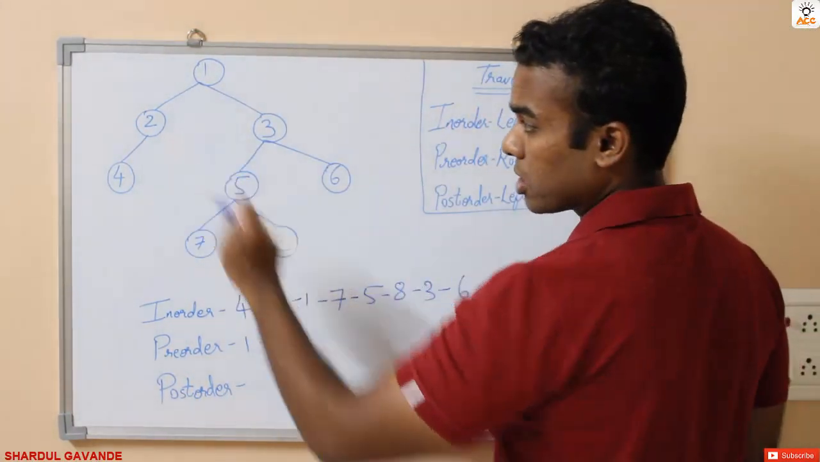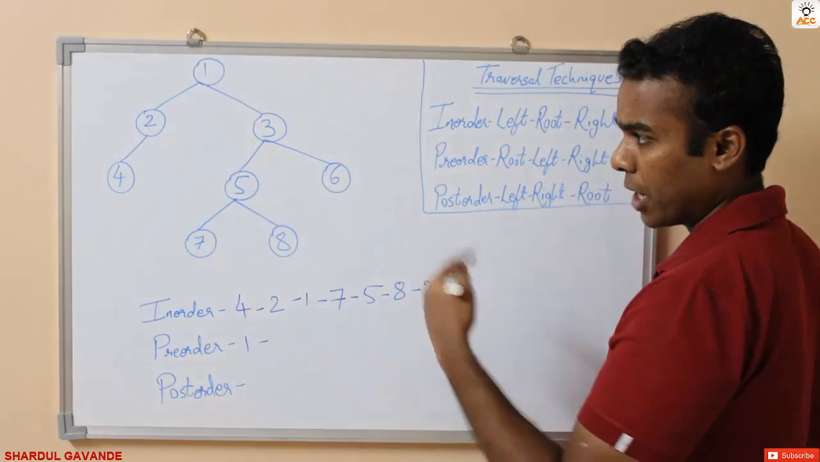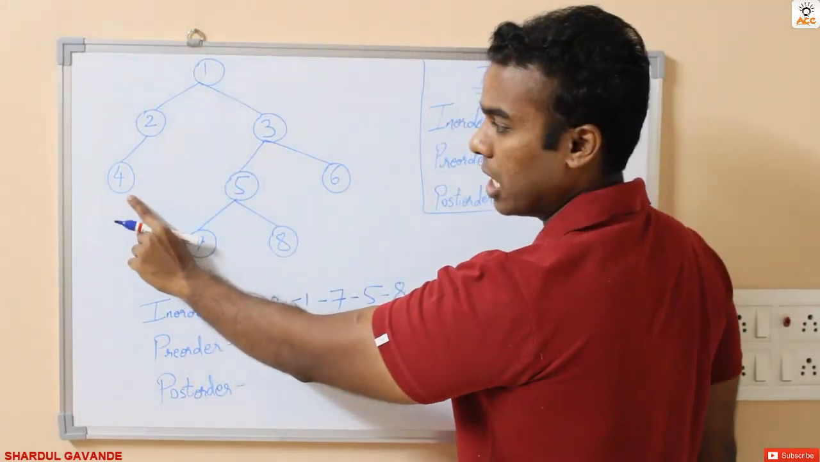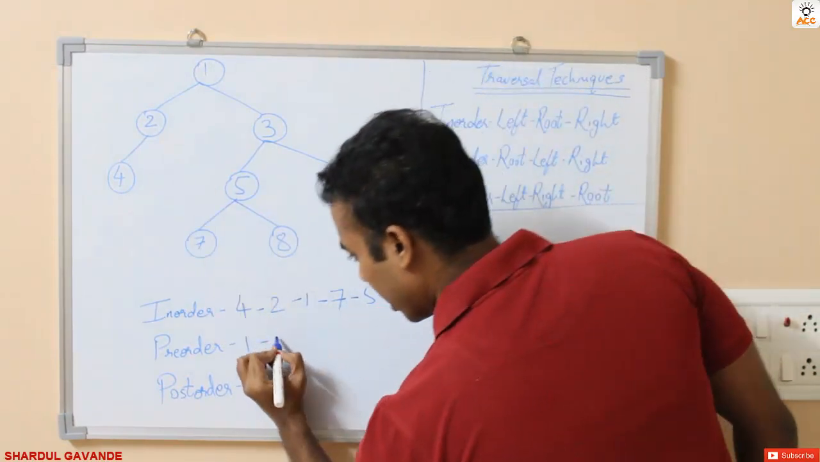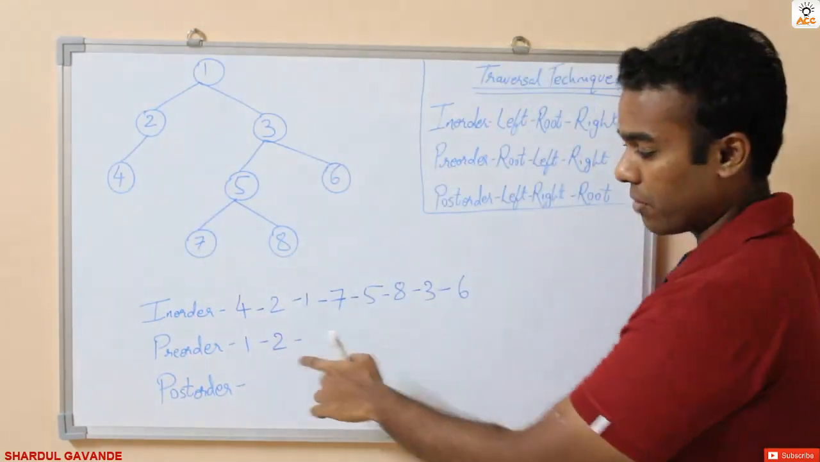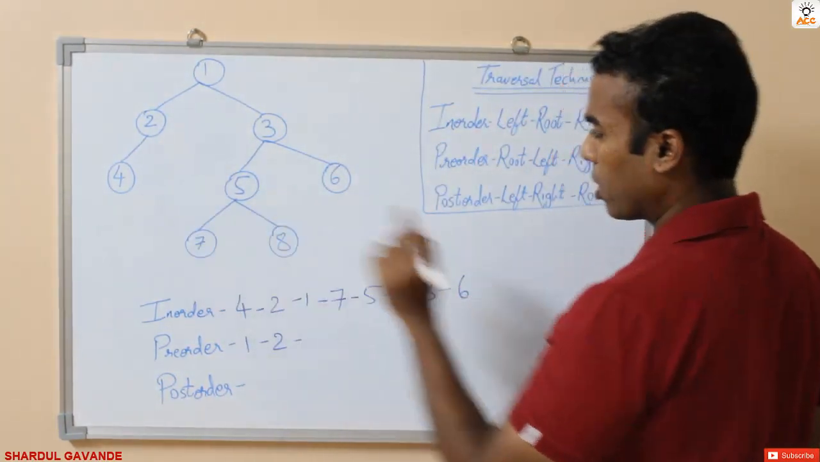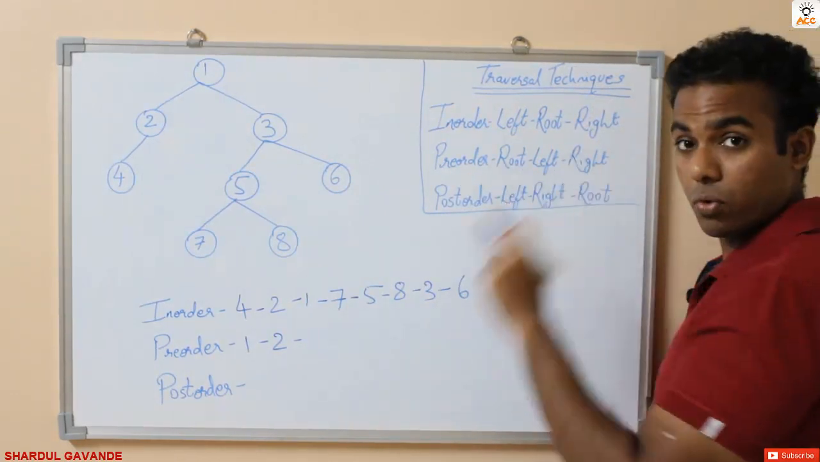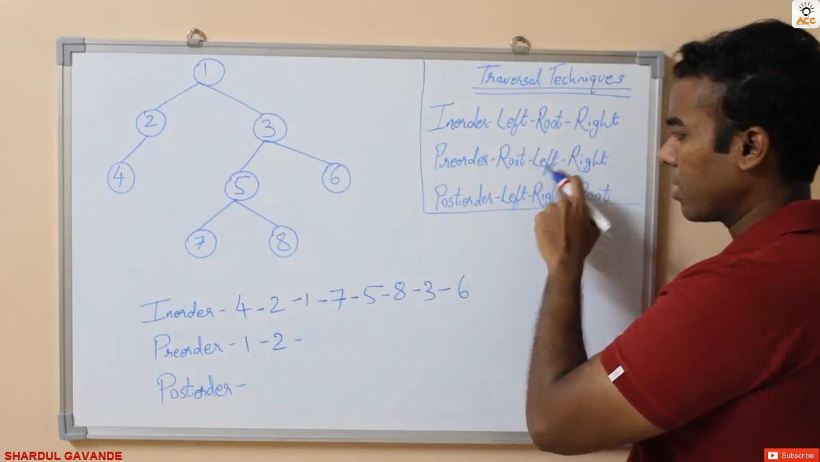So I have the next value as 2. And you can see that 2 is the root node of its child 4. So I will directly write 2 over here. Why have I written 2 and not 4? Because the pre-order sequence says root is the first value. Root will be the first value, then left and then right.